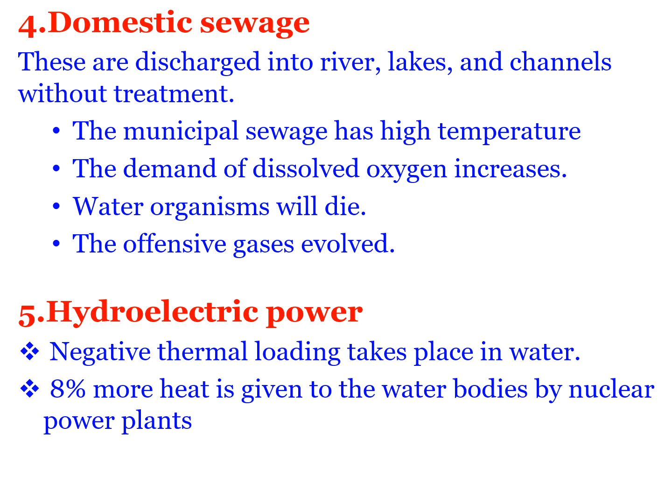The next source is domestic sewage. Domestic sewage refers to wastewater coming from households, which often gets discharged into rivers, lakes and channels without adequate treatment. This untreated sewage usually has a high temperature, which affects the aquatic environment. As the temperature rises, the demand for dissolved oxygen increases, but oxygen availability in water decreases. This imbalance leads to the death of aquatic organisms and disrupts the ecosystem.